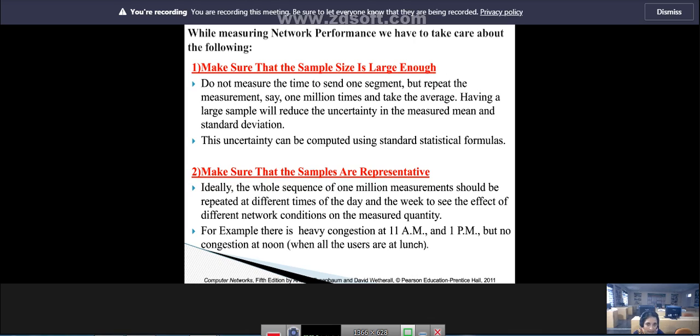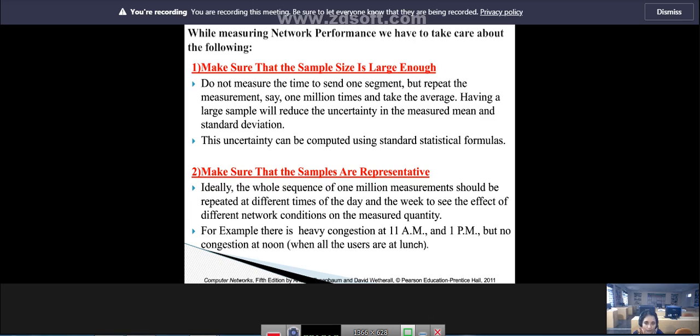Make sure that the sample size is large enough. So do not measure the time to send one segment, but repeat the measurement say 1 million times and take the average. Having a large sample reduces the uncertainty in the measured mean and standard deviation. This uncertainty can be computed using standard statistical formulas. So, this is the first condition we have to follow when we are measuring the network performance.